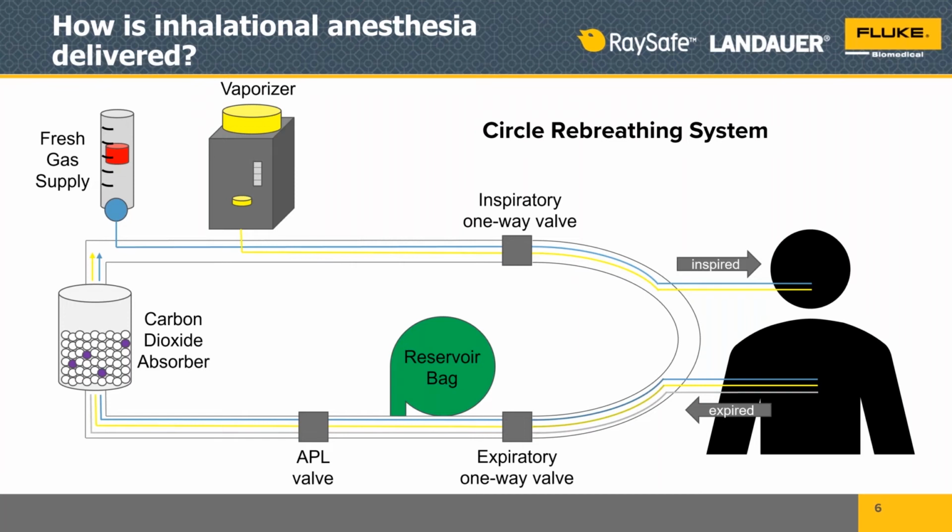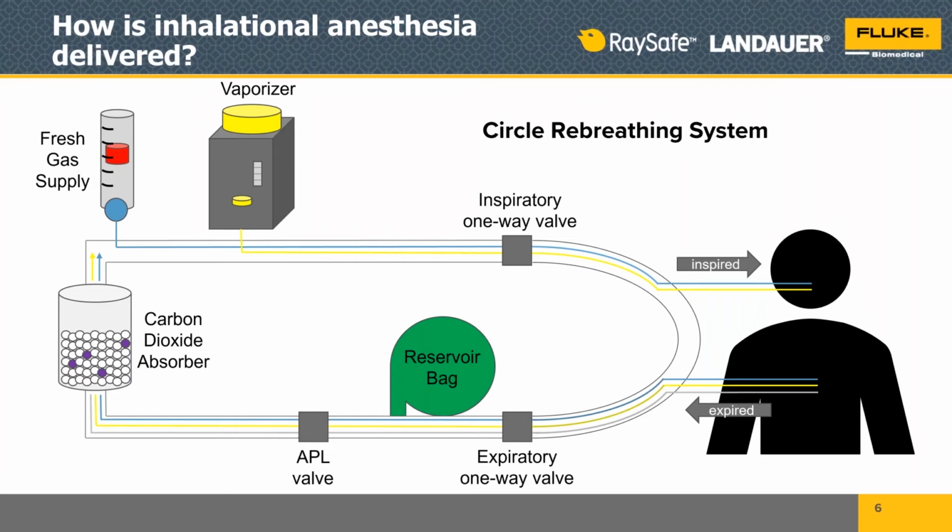When the patient expires, whatever metabolized gases come out or unused gases come out, that goes through the expiratory one-way valve. There's a reservoir bag to relieve any pressure in the system, goes through the APL valve, and then scrubbed, and then we go all the way through the circuit again, basically scrubbing the gas, adding fresh gas, and adding anesthetic agent. Some important things to note are these one-way valves.